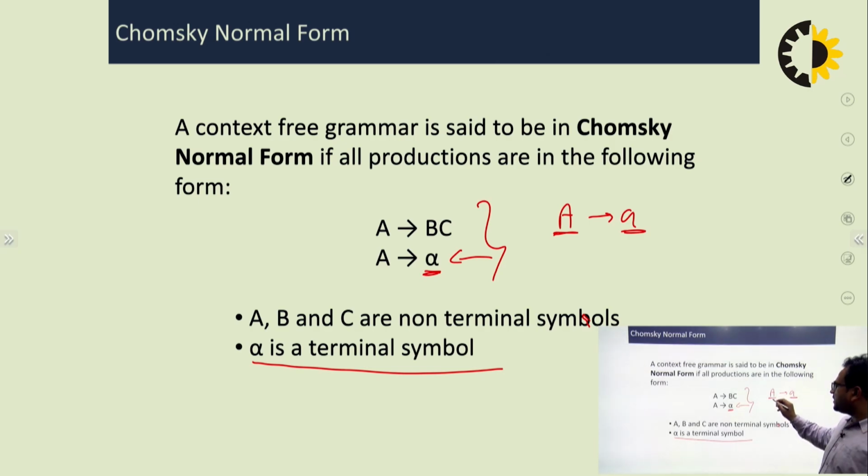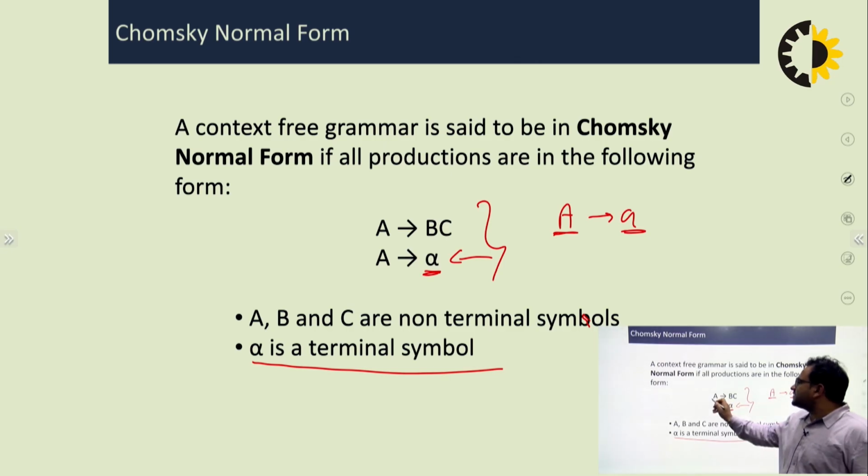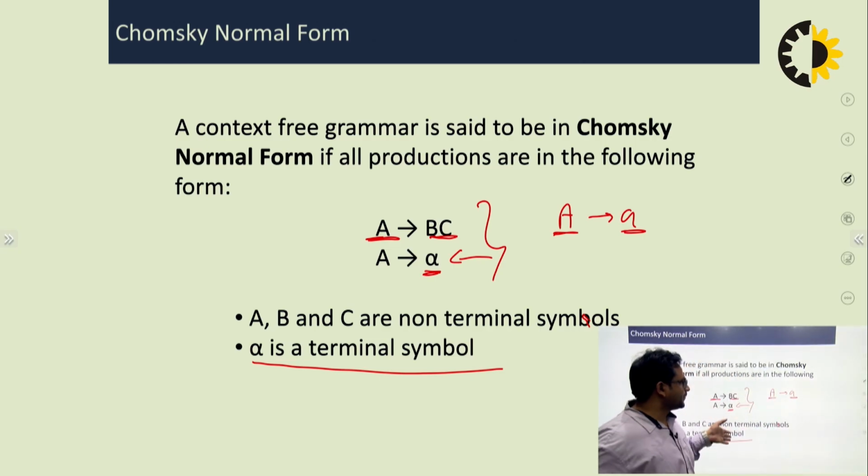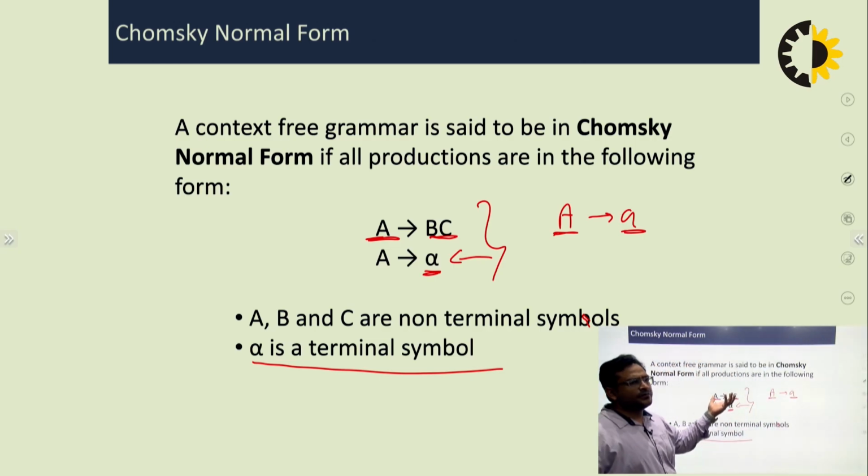Or else, a single non-terminal gives a combination of two non-terminals. So if all the productions are in either of these two forms, then the grammar is called Chomsky normal form. So what we should do with whatever grammar is given by the examiner or in any question.